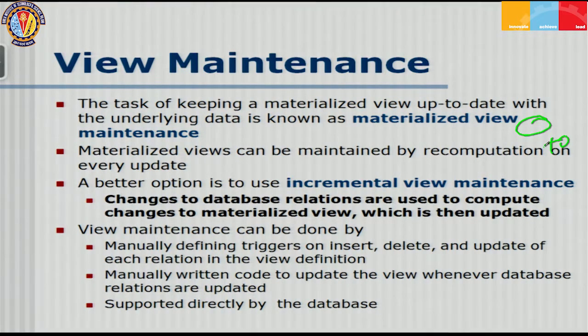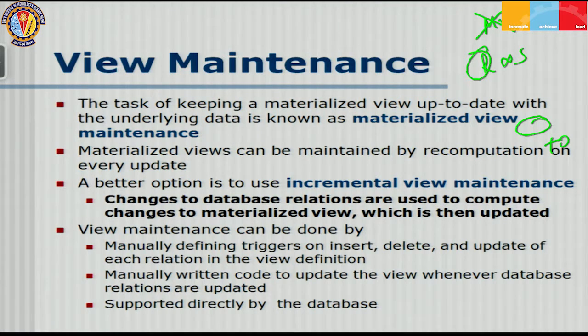Materialized views can be maintained by recomputation on every update. One of the things that I can do is that I have this materialized view, which is R join S. R changes, so I drop this view and create the new materialized view. But suppose R and S are very large relations, and I'm just inserting one tuple in R, and for that I am dropping the view and doing this join again, that would not be a very good idea, right? So we don't do that. A better option is to use incremental view maintenance.